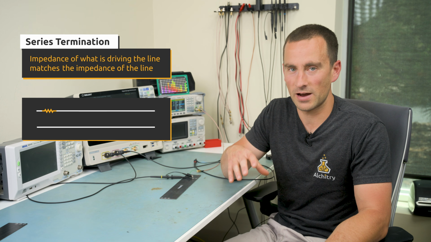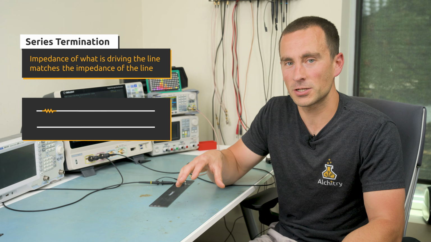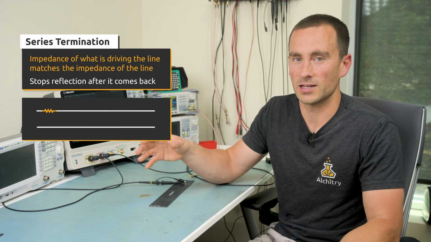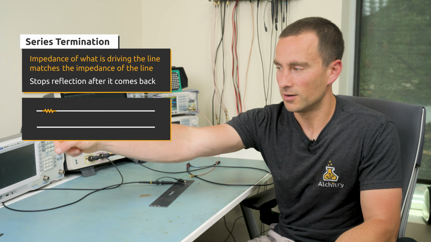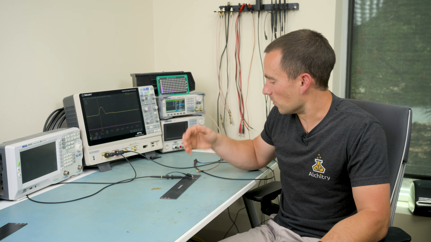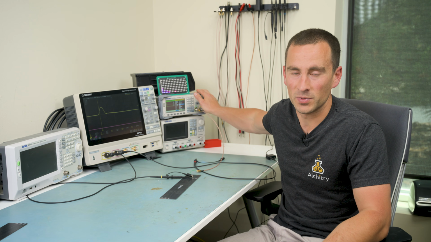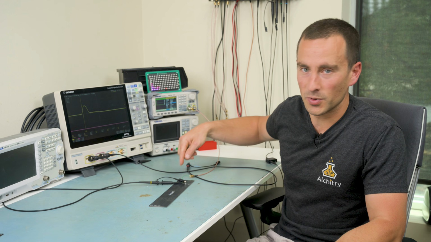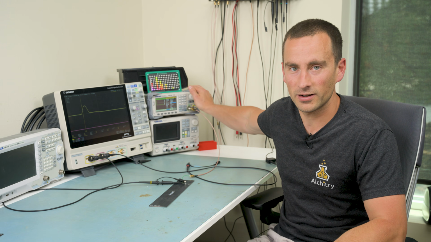However, we also could have done series termination. With this method, we make sure that the impedance of whatever is driving the line matches the impedance of the line. This doesn't stop the reflection at the destination, but it stops the reflection after it comes back. So the reflection will go all the way to the end, reflect, come back and stop. This is actually exactly what we did when we had no termination at the end of the line. The signal generator has an output impedance of 50 ohms, so it sends the pulse, it reflects at the end, comes back to the signal generator, and then that's it.